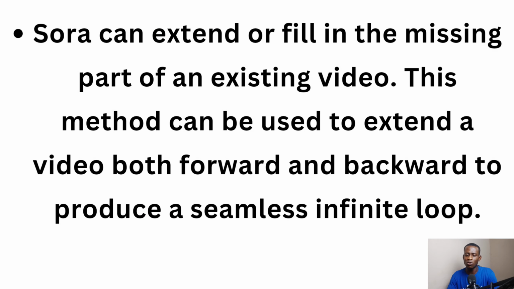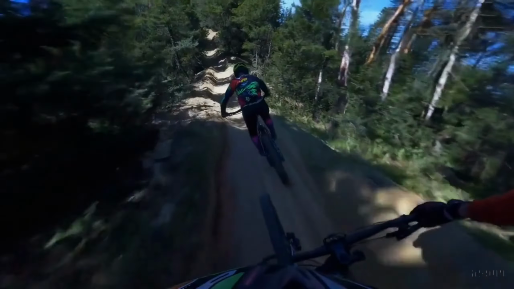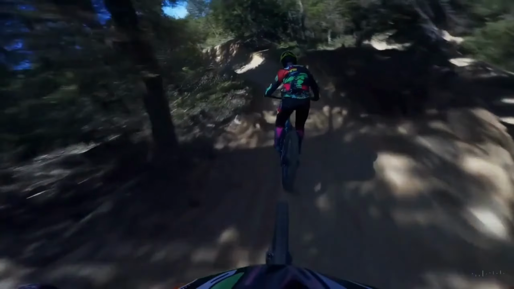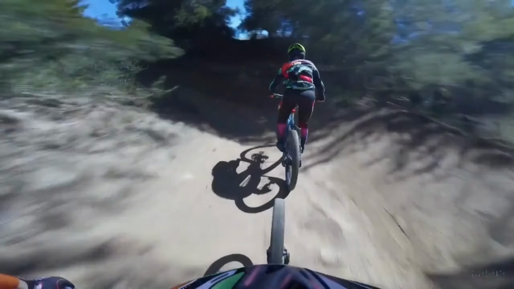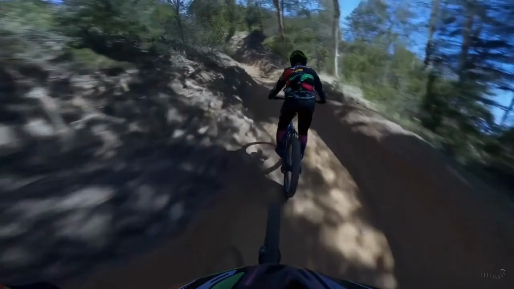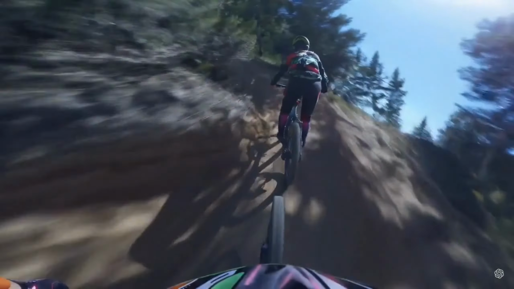Sora can extend or fill in the missing part of an existing video. This method can be used to extend a video both forward and backward to produce a seamless infinite loop. For example, look at this video. This is a bike on an infinite loop, so it keeps looping through, and just like I showed you earlier, there is the OpenAI logo as the watermark at the bottom right.